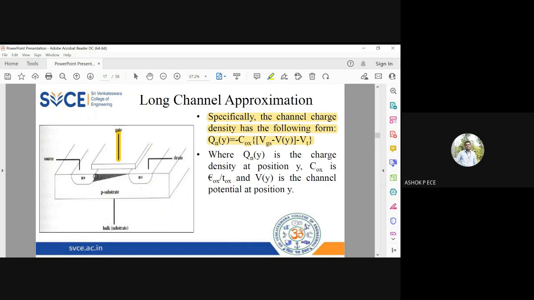See, this is a varying voltage, right? So that's why I'm taking it as a function of Y: VGS minus V of Y minus VT. The VT is the threshold voltage. Only after you apply the threshold voltage is the other side completely devoid of positive charges. The effective voltage is VGS minus VT minus V of Y. This V of Y is a varying voltage across the channel, the channel potential at position Y. As you move along this direction Y, the channel potential is going to vary, and the variation is given by V of Y.